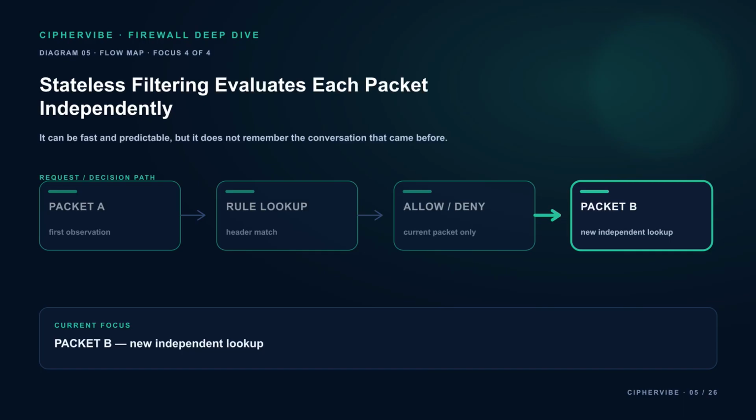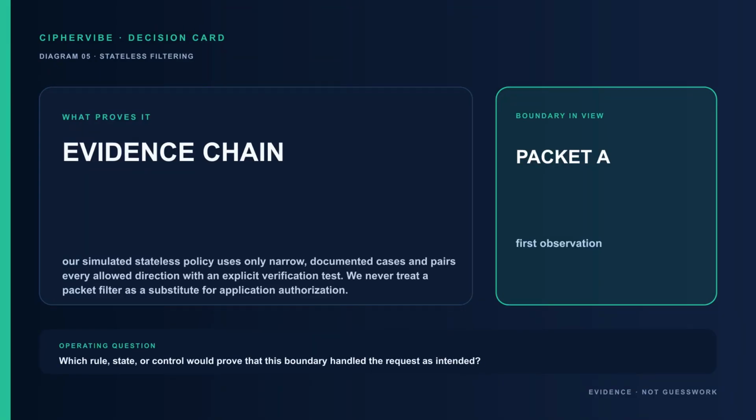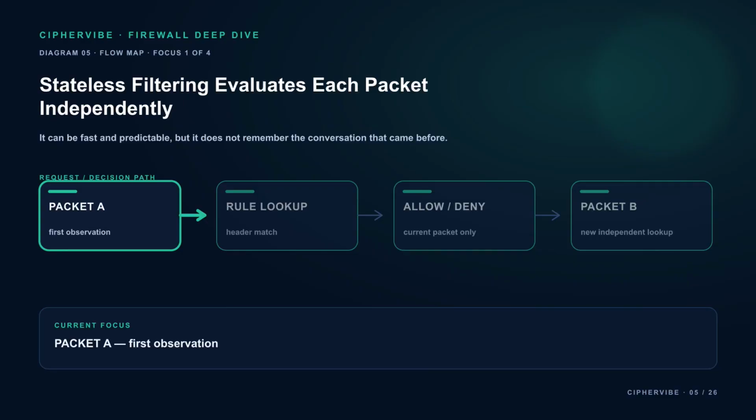If it matches an allow rule, it proceeds. If it matches a deny rule or reaches default deny, it does not. The common failure is that a team opens wide port ranges for return traffic because it is trying to imitate a connection table with static rules, which creates exposure that is harder to reason about than the intended client behavior.